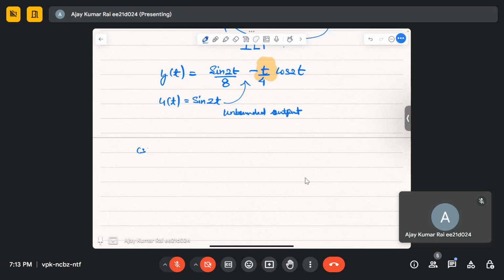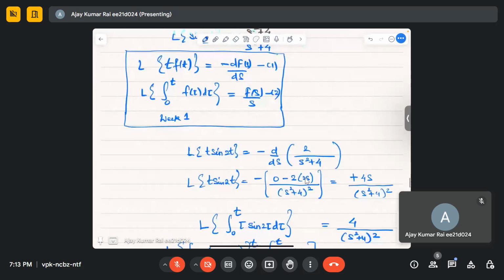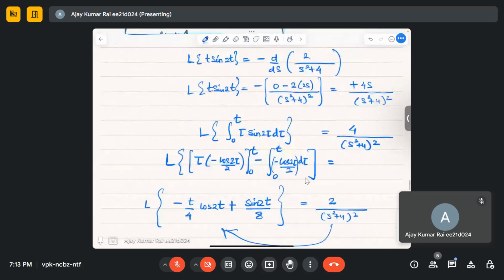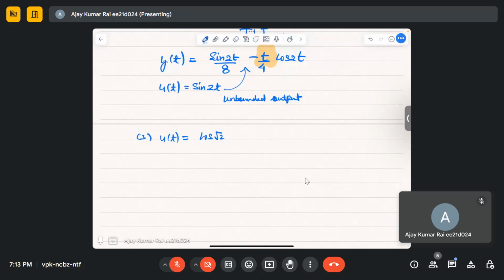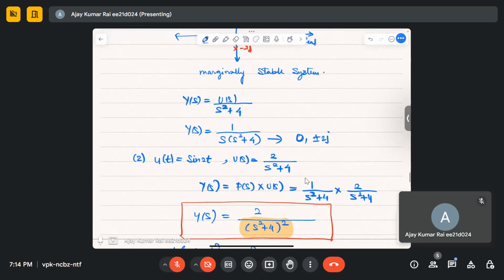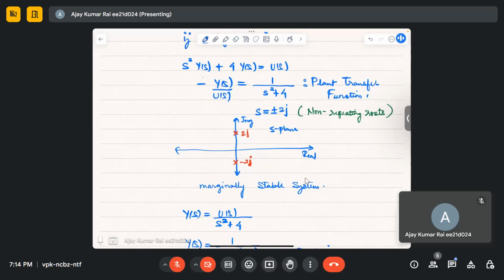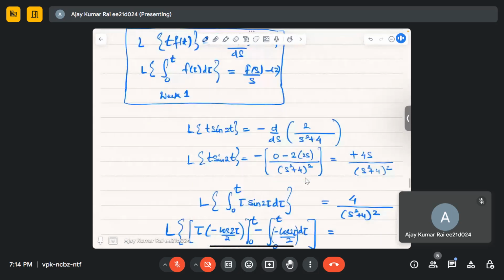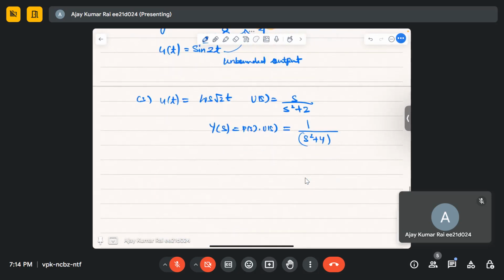So I'm just checking for the third option. u(t) is cos of root 2t. If you find u(s), it will be equal to s by s square plus 2. Let's find y(s), which is equal to P(s) into U(s). P(s) was 1 by s square plus 4, I think. Let me check. Yes, s square plus 4. U(s) is s by s square plus 2. So you're getting this y(s) as this.